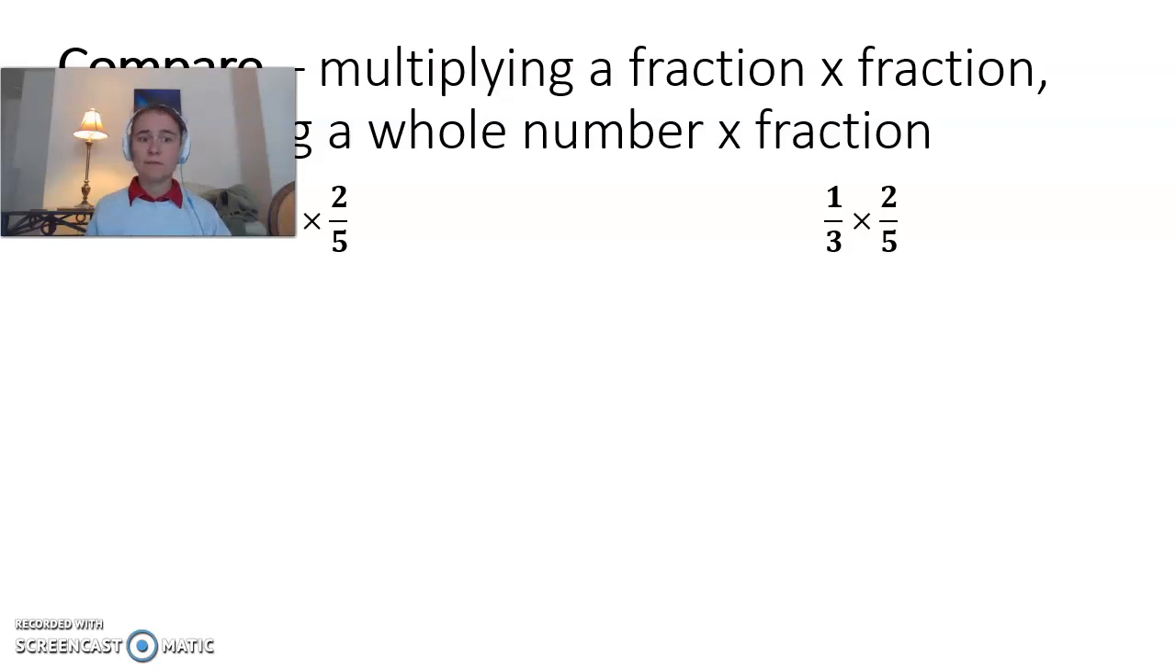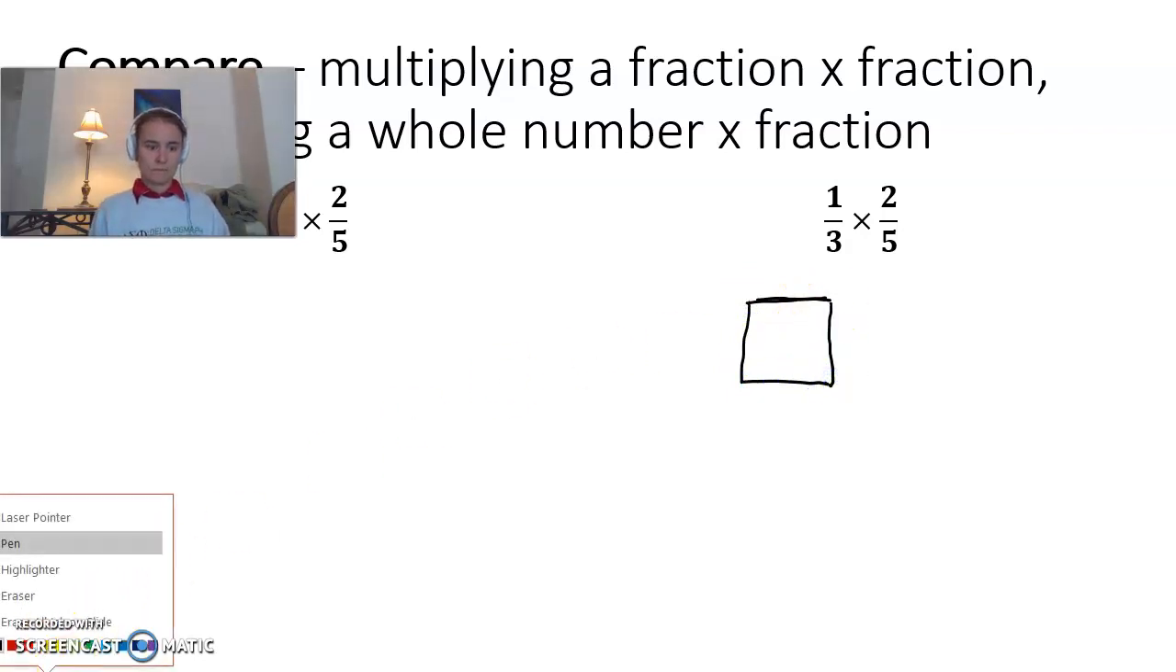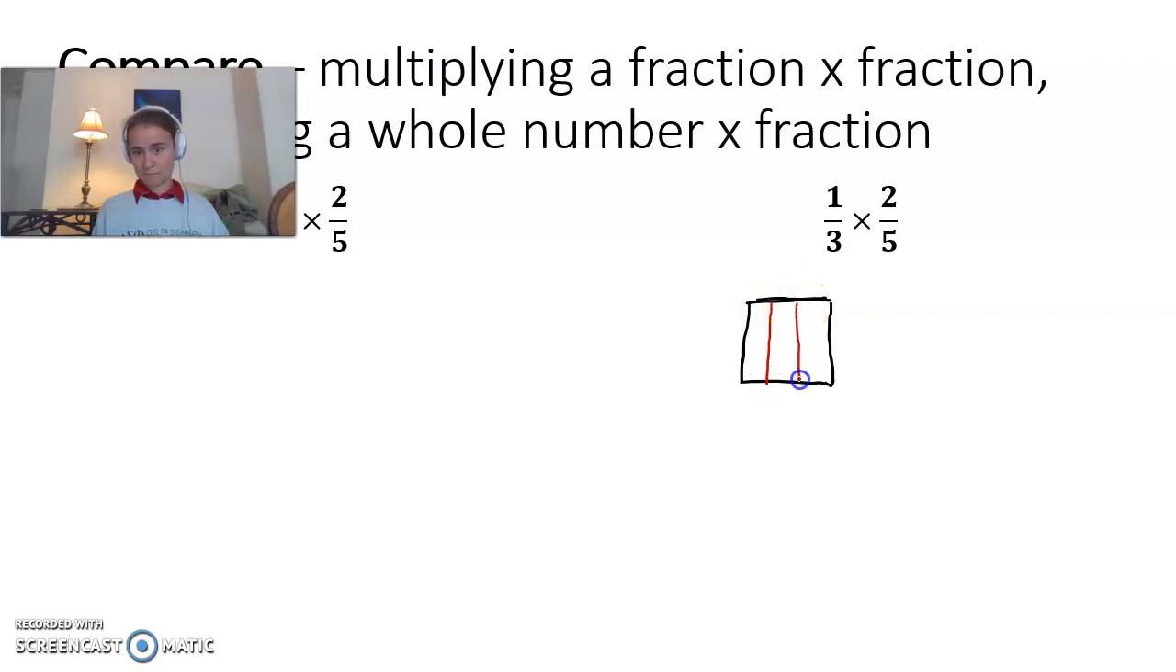Okay, so now let's compare multiplying a fraction by a fraction and multiplying a whole number by a fraction. We will start with our fraction times the fraction. So I'm going to start by drawing my one whole by one whole. I'm going to represent 1/3 on this side by cutting this side into thirds. I just need 1/3, so I'm going to shade in 1/3.